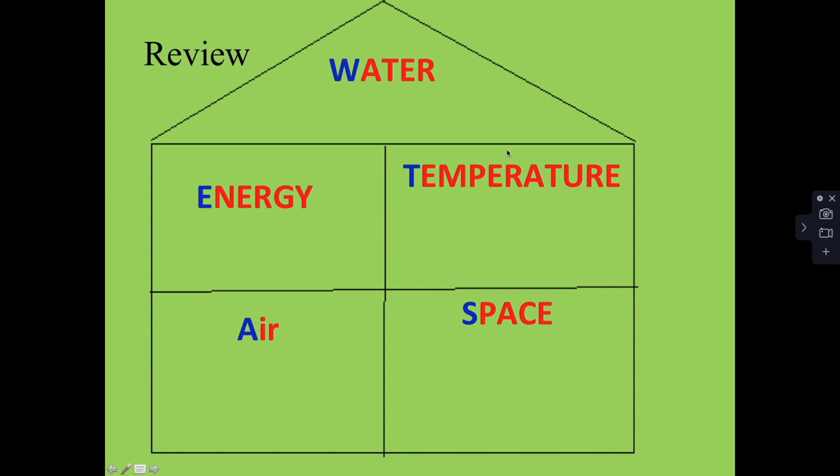Here we have our review. Here are the words: water. Organisms need water. All organisms need air. All organisms need temperature. They need space and they need energy. But if we juggle these, water, air, space, temperature, energy, we spell the word WASTE. That helps us remember that all organisms can't waste things. They need them. They need water. They need air. They need space. They need temperature. They need energy.